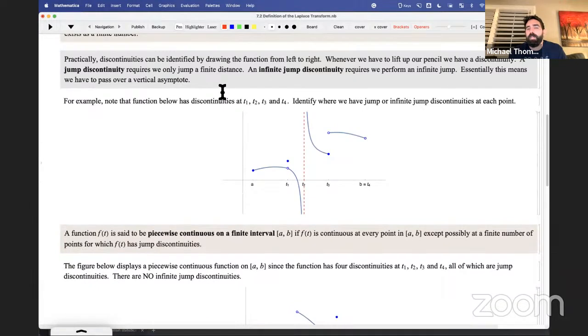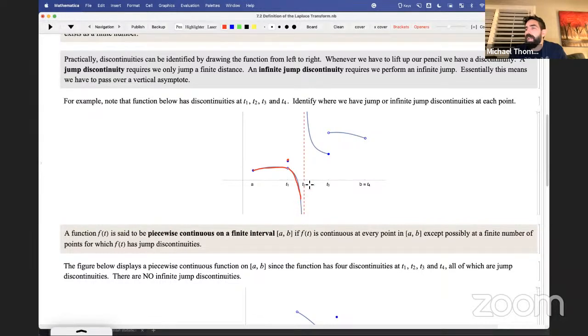Here's an example of a function that has some jump discontinuities. Okay. All right. So let's start over here today, and let's draw with our pencil from left to right. As I move from A over to this point, we definitely have a discontinuity there because you have to lift up your pencil to draw it. But we only have to lift up our pencil and move a finite distance. And then we can jump back down again and continue. So we're fine there. T1 is a jump discontinuity.